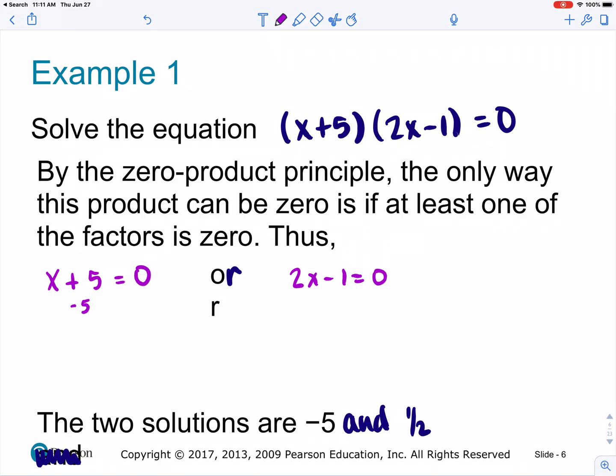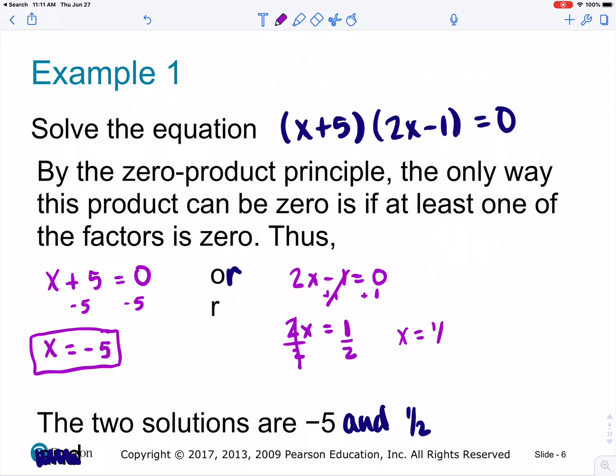So we're going to subtract 5 from both sides. We're going to get x equals -5. And then we're going to add 1 to both sides. 2x equals 1. We're going to divide by 2. X equals 1/2. So my two solutions are -5 and 1/2.